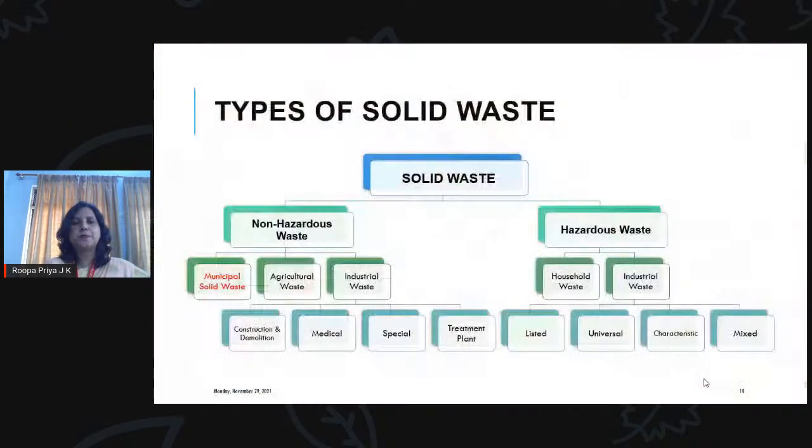Types of solid waste. These are the different types of solid waste. We have 2 major categories under the types of solid waste. One is non-hazardous waste, which includes municipal solid waste, agricultural solid waste, and industrial solid waste. Industrial solid waste is again subdivided into construction and demolition waste, medical waste, special waste, and even treatment plant waste. The second category is hazardous waste, and here again we have subcategories such as household waste and industrial waste. And industrial waste is again subcategorized as listed industrial waste, universal industrial waste, characteristic waste, and mixed waste. So these are the different types of solid waste.